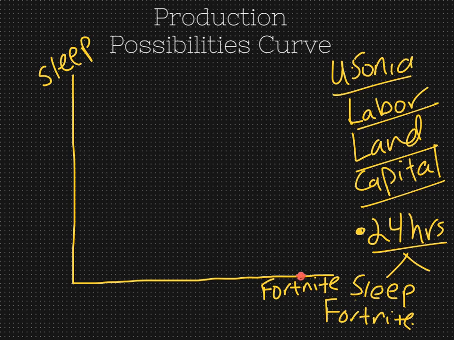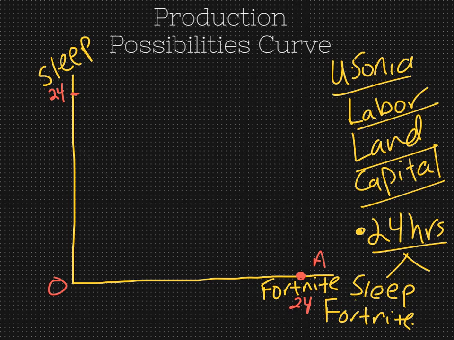If you were over here, and we'll call it point A like we did before, that point is 0, 24. So if you take all your hours of the day and dedicate them to one thing, how much is left over for the other thing? Zero. Then you flip it and ask, what's the opposite? If I just decide to sleep all day, I'm right here, this is 24. How long can I play Fortnite? Obviously the answer is zero.